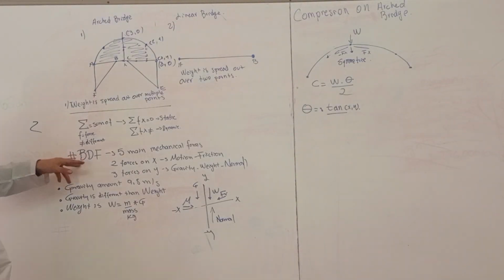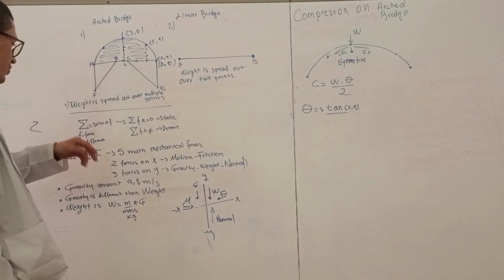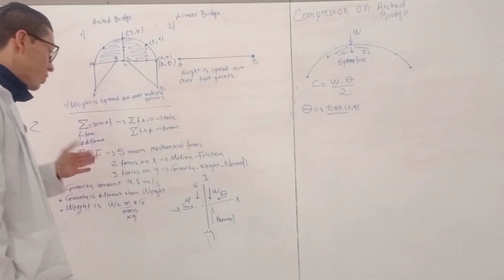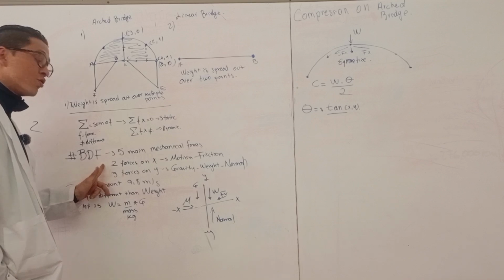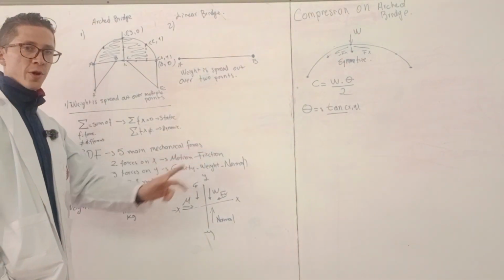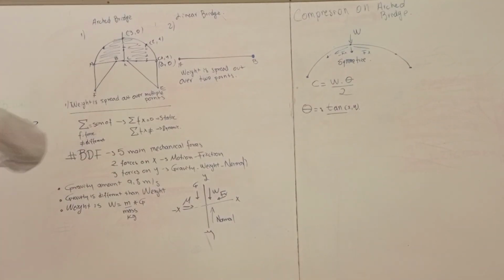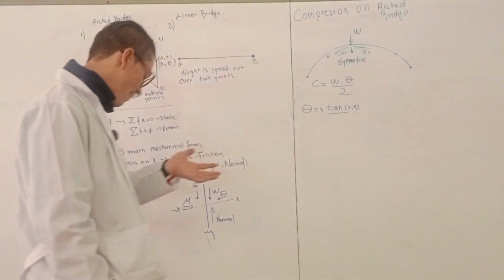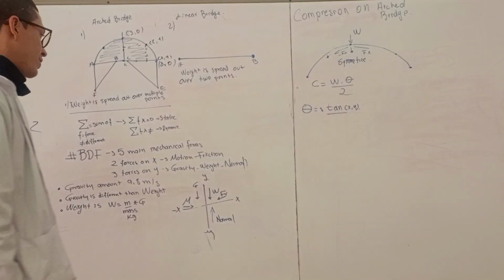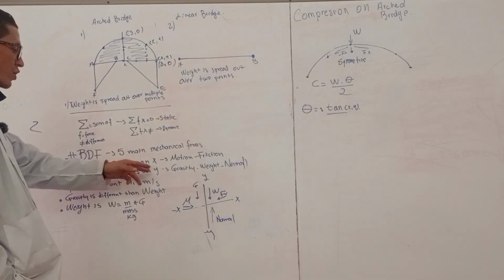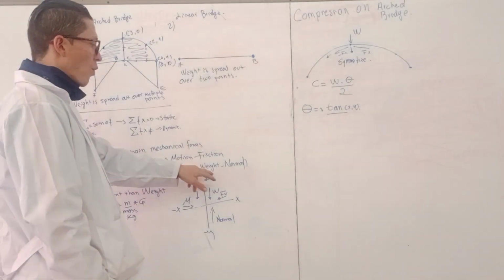Let's recall the body diagram forces. There are 3 main mechanical forces. The main 2 on x: motion and friction. The shear forces: motion, friction. That's why I'm calling them the shear forces. Also, here 3 forces on weight: gravity, weight, normal.